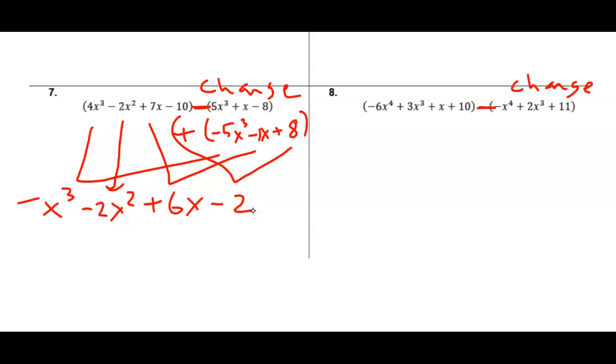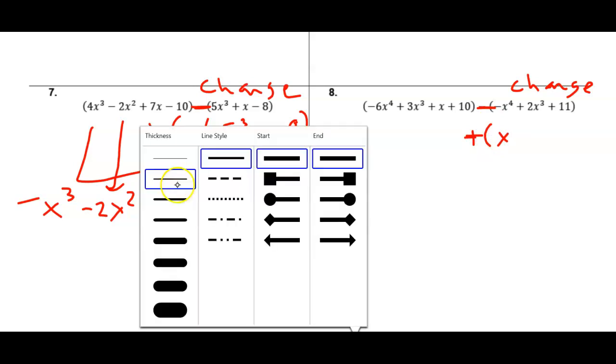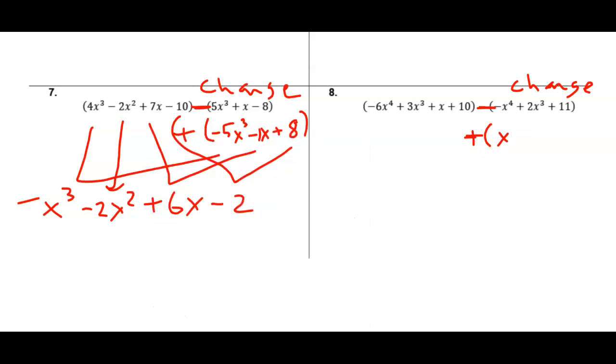Okay, on 8, again, you have to change that second parenthesis. So it's going to be a positive. So that turns into a plus sign. So all the signs change. Negative becomes positive, and positive becomes negative.